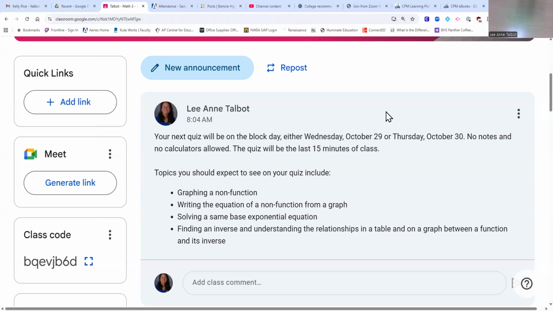It's just that you're looking at the picture of the graph and then writing the equation from it. Circles are easy. The hardest part about that is the sleeping parabola. And you remember that K is in the parentheses and H is outside. You're just gonna have to drill that in your mind. Solving a same-base exponential. Those are the ones we've been working on in the warm-ups, number 1 through 4, where you get them the same base and cross out. And then finding an inverse, understanding the relationships in a table and on the graph between a function and its inverse.